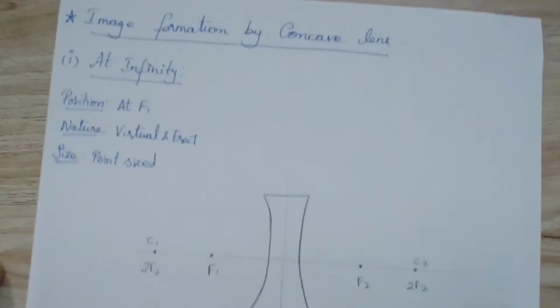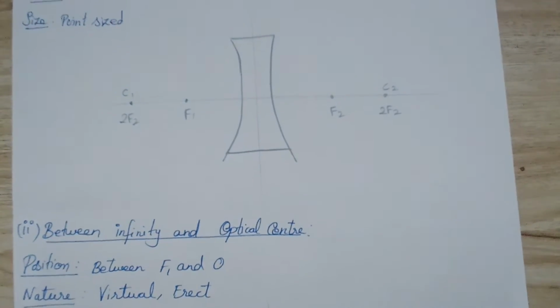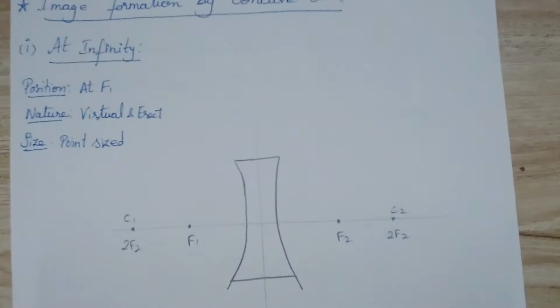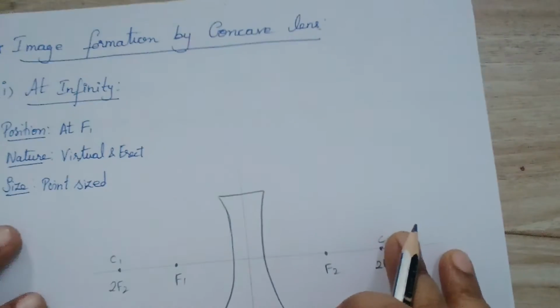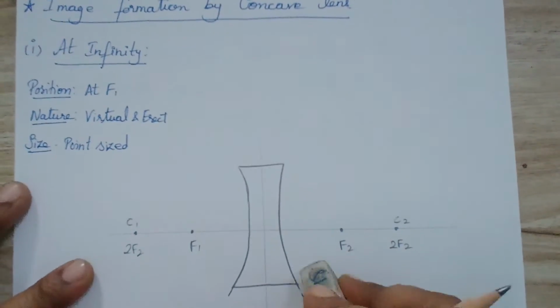Okay, so here there are only two positions of the object: at infinity, and between infinity and the optical center. These are the two positions of the object. So we'll see how the image is formed, where the image is formed.